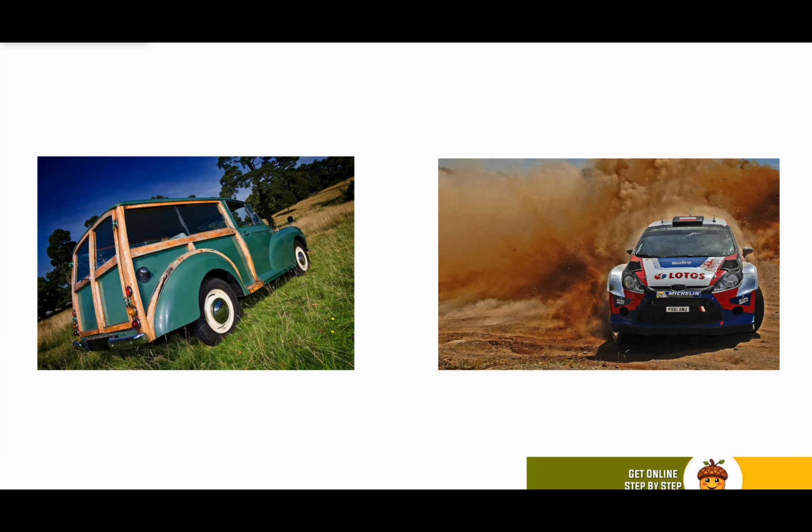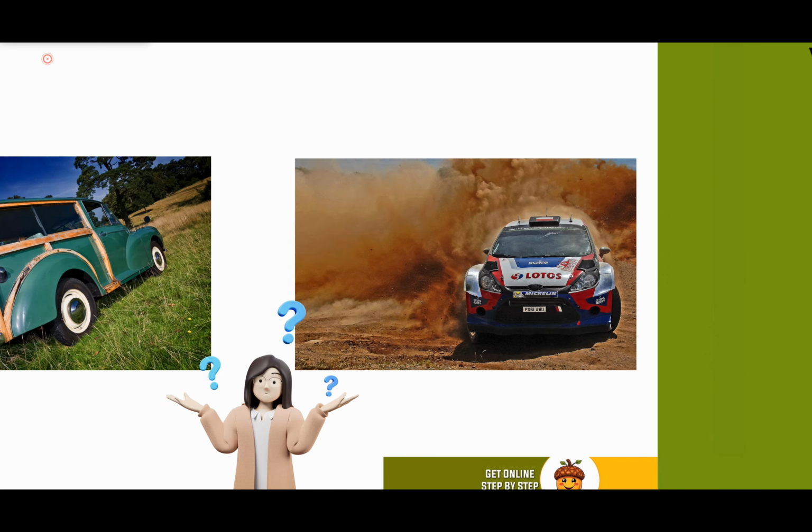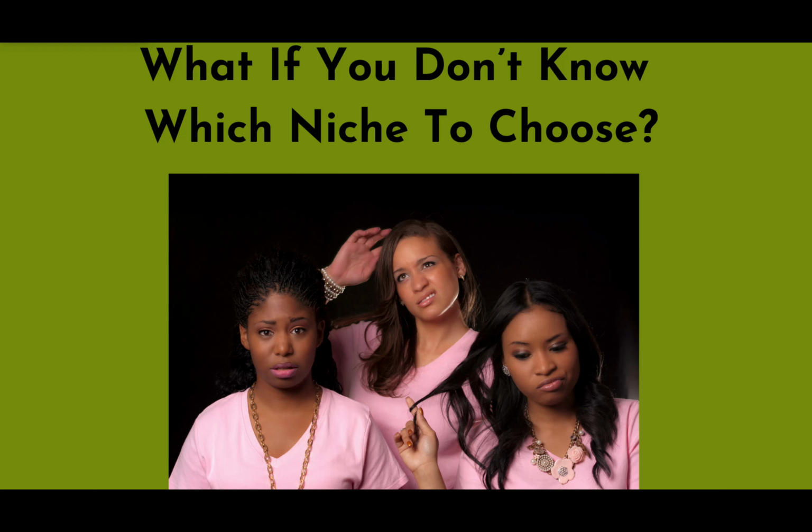Have a think about this. Let's say your niche is cars. Are you going to write for a 65-year-old classic car collector or a 22-year-old rally driver? You're going to struggle to please both. Narrow it down further to something like British cars of the 1970s, and suddenly your content becomes much more focused and much more manageable. So, what happens if you have no idea which niche to choose?